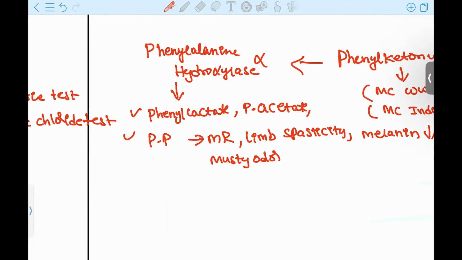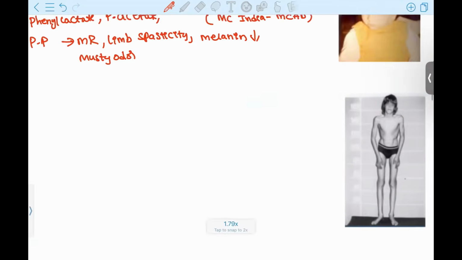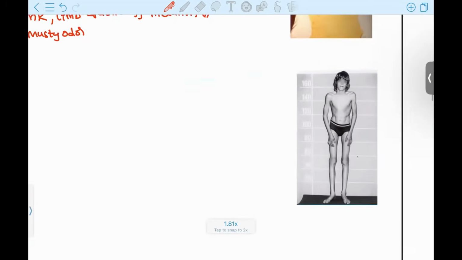Basically, avoid the phenylalanine diet and also give the tyrosine diet. So the tyrosine will be converted into the other hormones, but not the phenylalanine. All right, so next, moving on to the next diseases, that is homocystinuria and Marfan syndrome.